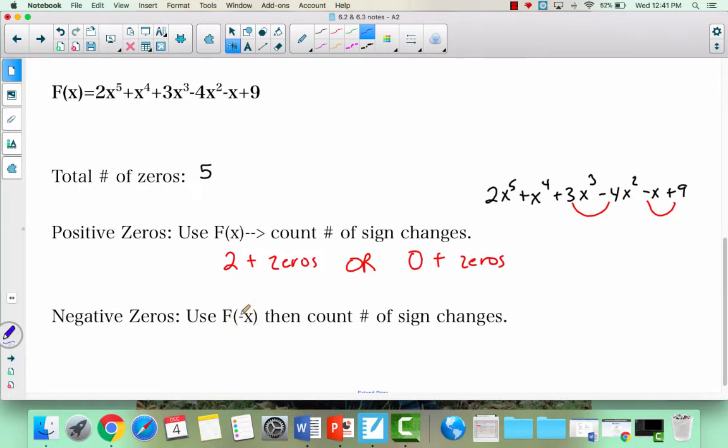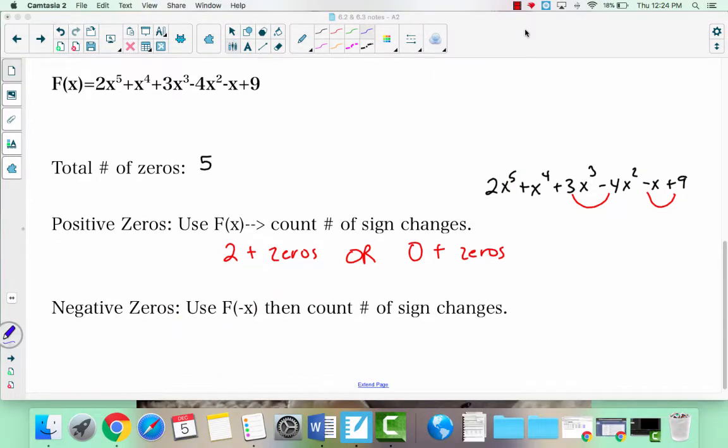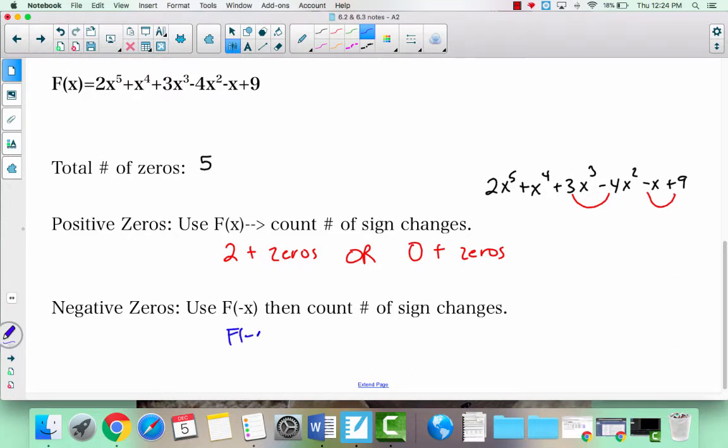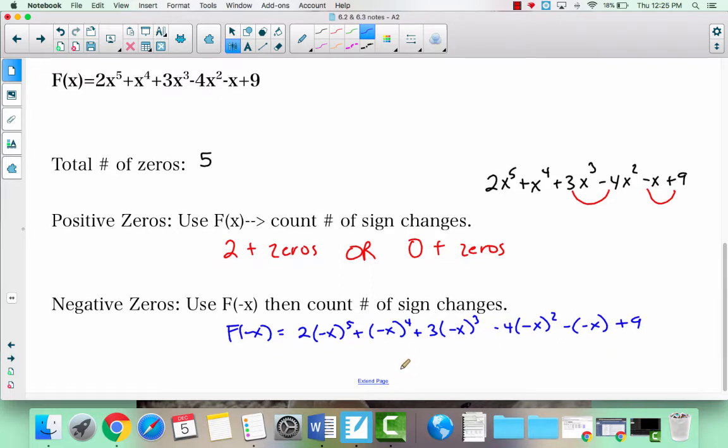And remember, if you have something different in the parentheses, that means you're going to plug in that number into the original equation. So instead of just plugging in a regular x, I'm going to change all my x's to be negatives. And that's going to look like this. F of negative x will equal 2 times negative x to the 5th plus negative x to the 4th plus 3 times negative x to the 3rd minus 4 times negative x squared minus a negative x and then plus 9. And then from here all you have to do is simplify.